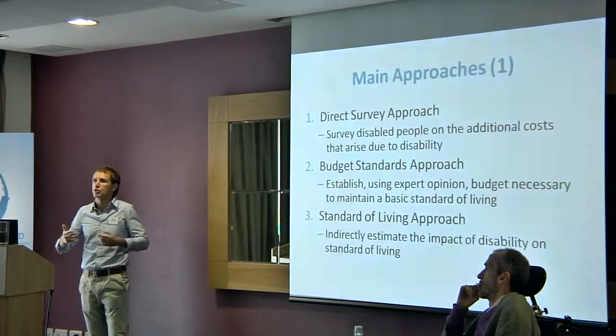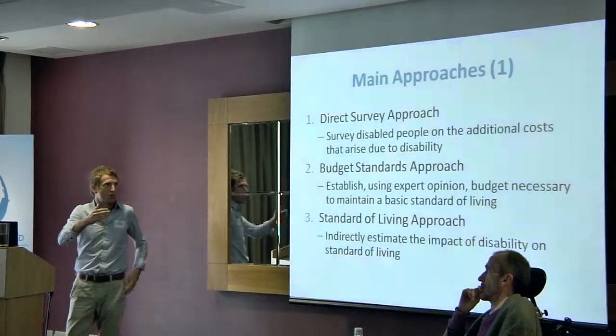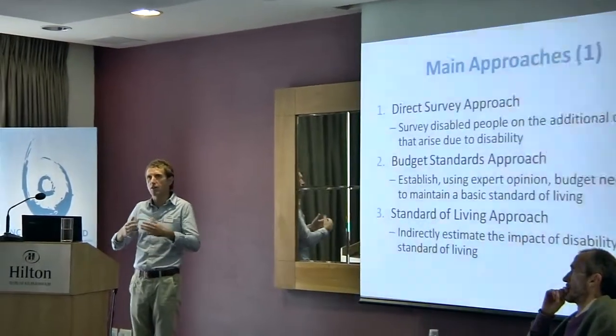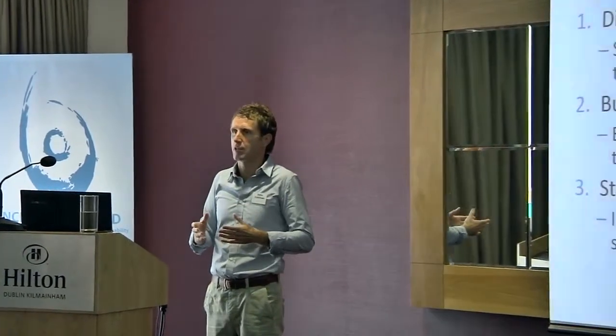So there are three main approaches within the literature that looks at the direct economic costs of disability. And the first one, and probably the most obvious one, is something called the direct survey approach. It's basically a very, very straightforward idea. You would have a questionnaire or a survey of people with disabilities. You ask them, what additional costs do you face as a result of your disability? How much are those costs? So how much do you spend? And then you aggregate for an individual across all of those additional costs to get an estimate of that individual's cost of disability. And then if you do that for a sample of individuals, you can average across the sample and you'd have an estimated average cost of disability for the cohort.